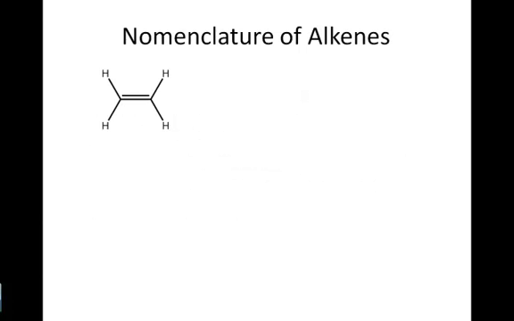This is our very simplest alkene, and I've already told you the name of this. This is called ethene or ethylene. You'll hardly ever see anybody call it ethene. Ethylene is more commonly used. What I want you to notice is that going from ethane to ethene, we've changed the ane for alkane to ene for alkene. That indicates to you that there is a double bond.